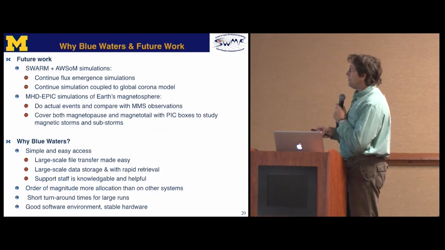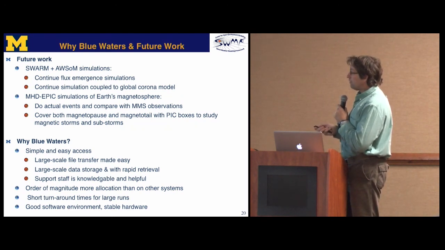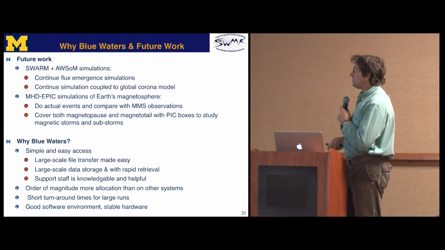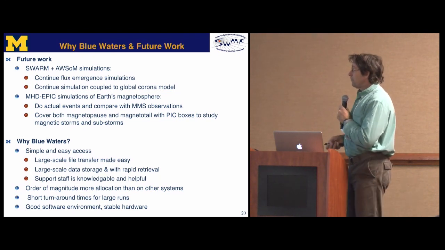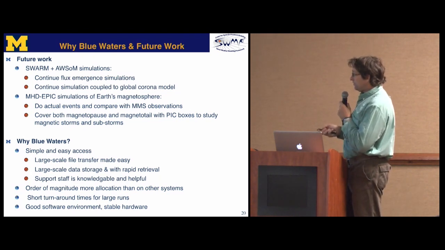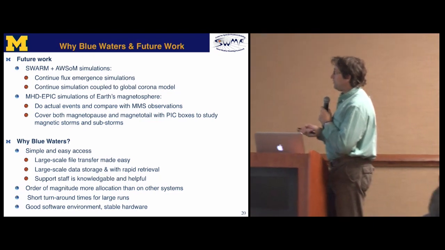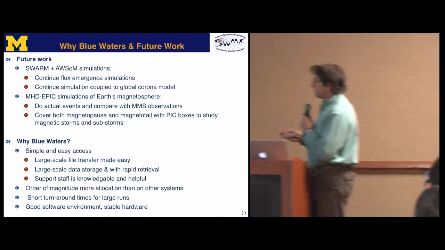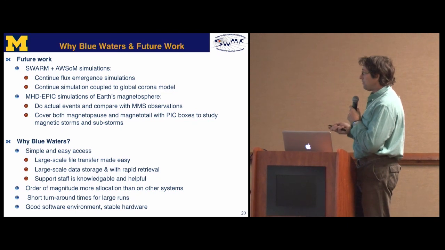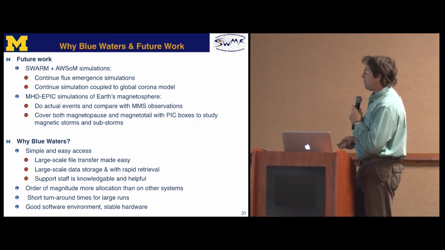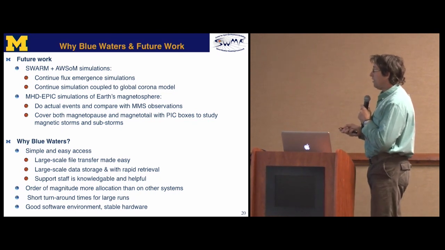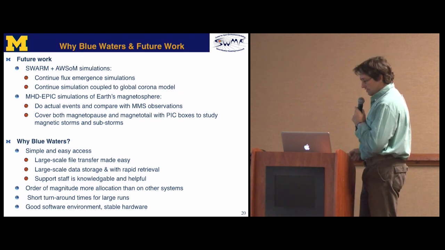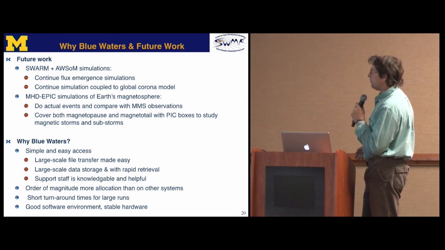Future work is to continue the simulations with the SWARM global solar coronal model, these fully coupled simulations, continue the flux emergence, and do a coupled simulation of the convection zone with the global corona, and to cover both magnetopause and magnetotail with both the development of geomagnetic storms.